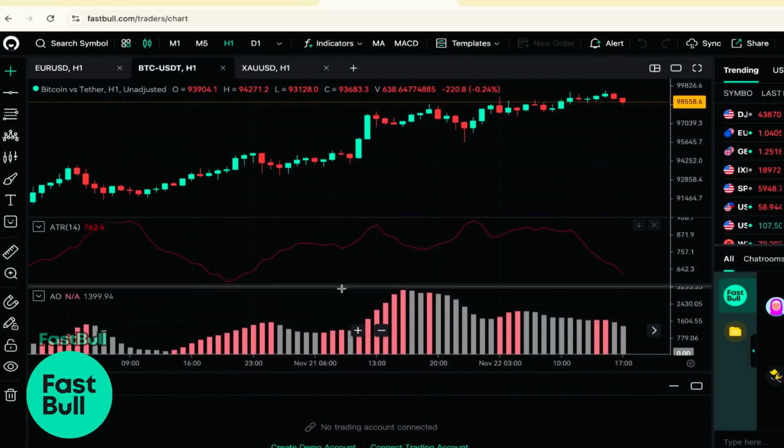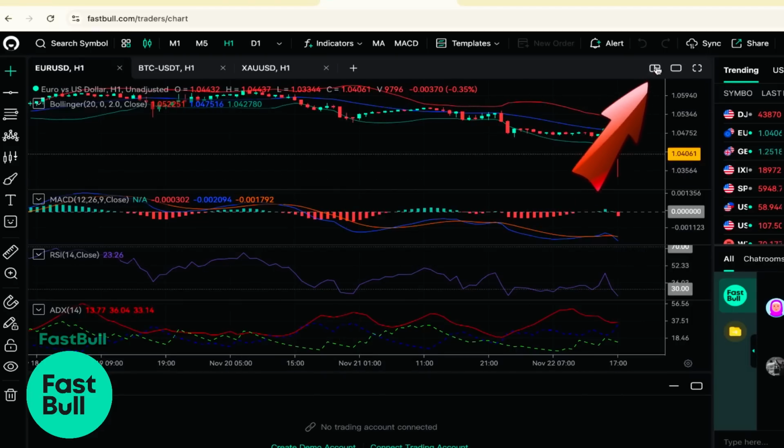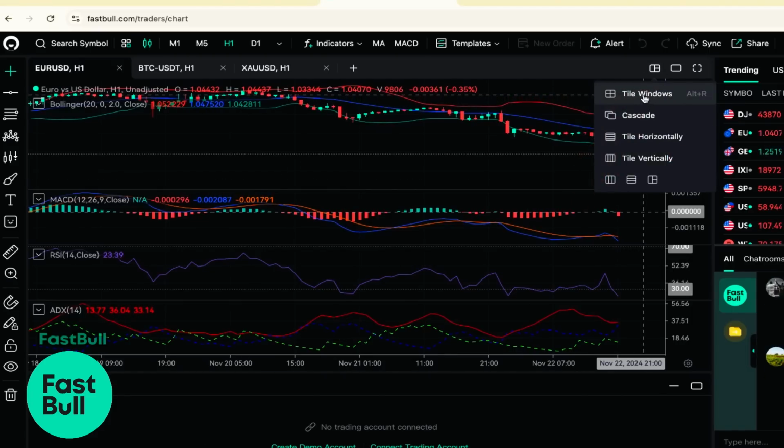So you can easily add your desired indicators for each asset separately, and you can also set up your desired layout from different options available here.